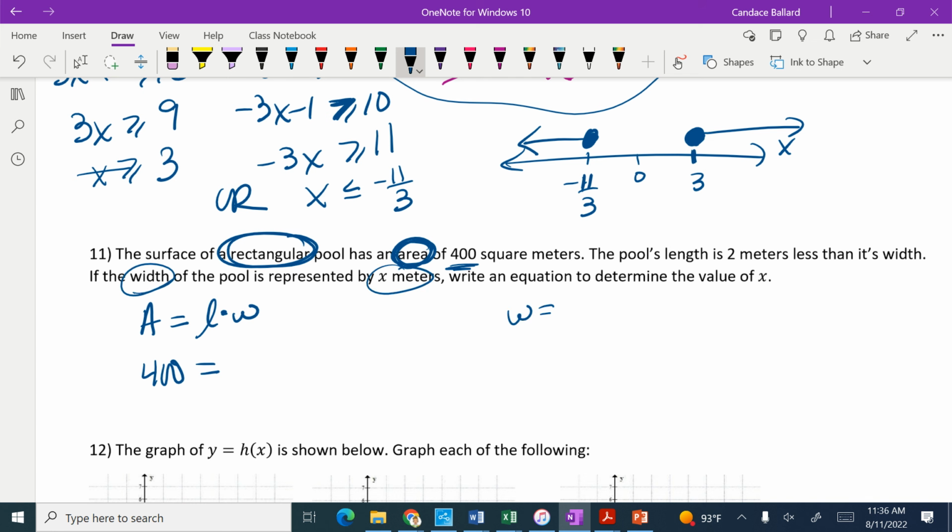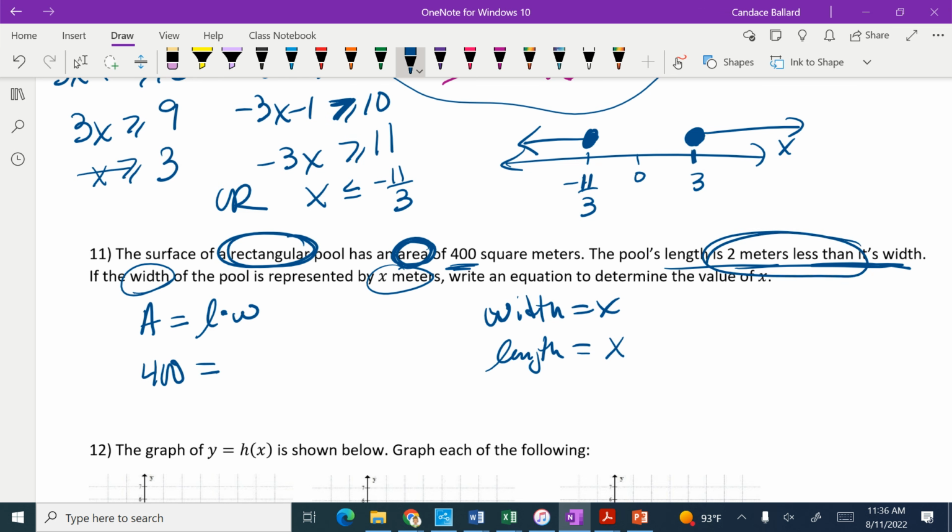So I know the width equals x. I'm going to write that a little differently. Width is x. And then it says the length is 2 meters less than width. So I'm going to take the width and what am I going to do? What does less than mean? Subtract. Now I'm just going to multiply the length and the width. So x minus 2 times x.